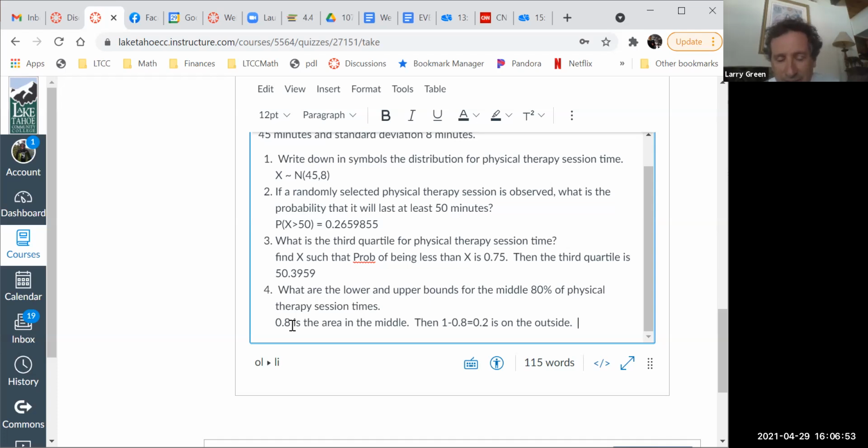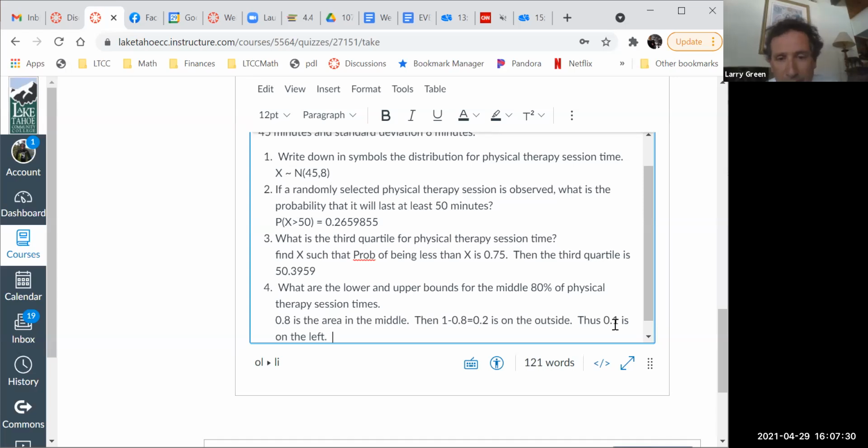How much is on the left side? Yeah, 0.1, because the normal distribution is symmetric. So if the left and right combined make 0.2, then the left is 0.1. By the way, how much is on the right? Yeah, 0.1, again, on the right tail, because of symmetry. Any questions so far?